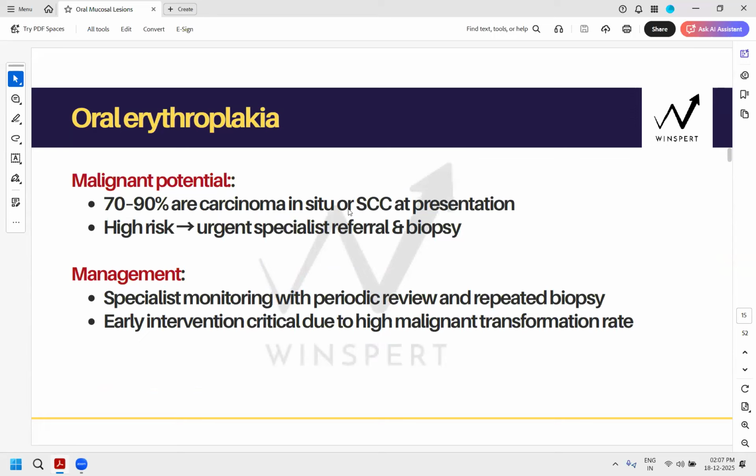We know it because it's also under our fourth category of potentially malignant diseases. Special monitoring, periodic reviews, repeated biopsies. Early intervention is critical because of its high malignant potential.